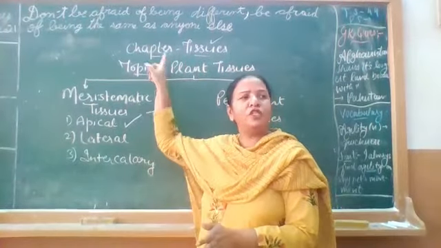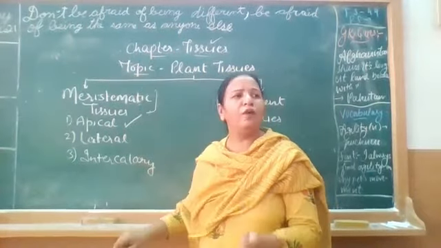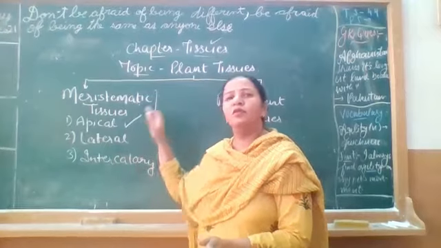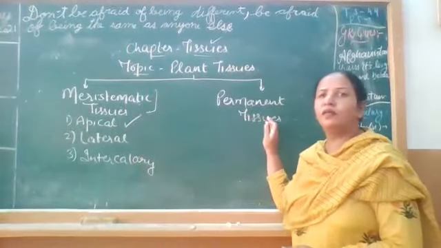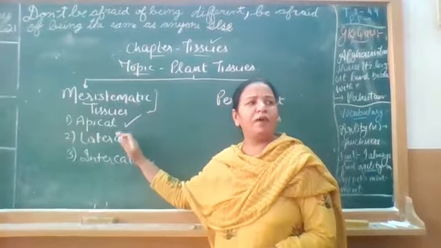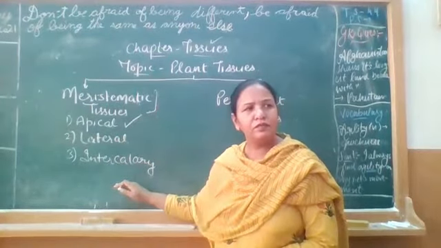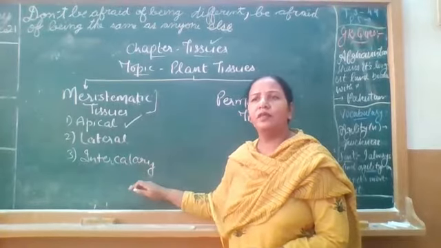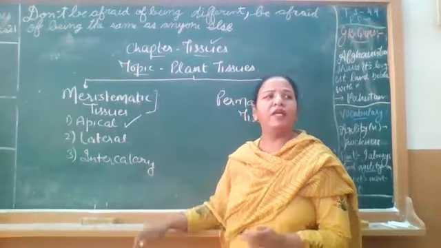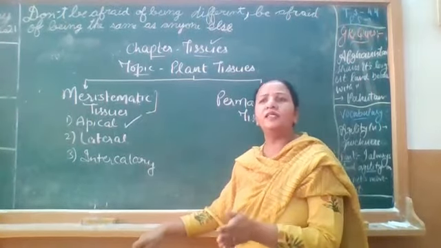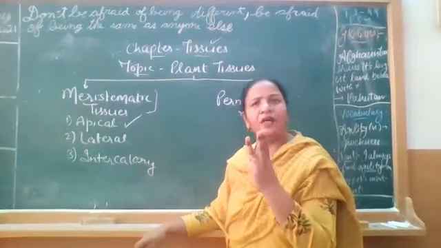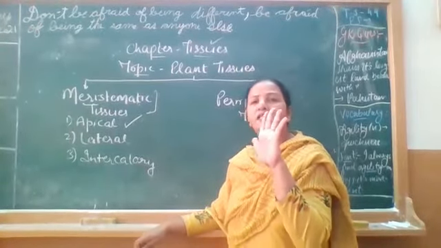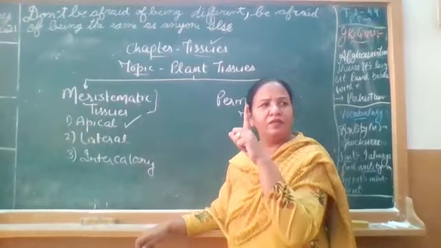Yes, ma'am. Is what is tissue clear? What is a tissue? A group of cells which work together to achieve a particular function. Two types: meristematic tissues and permanent tissues. Meristematic tissues are of three types: apical, lateral, and intercalary. Cells of meristematic tissues are very active. They have dense cytoplasm, thin cellulose wall and prominent nuclei. They lack vacuoles.